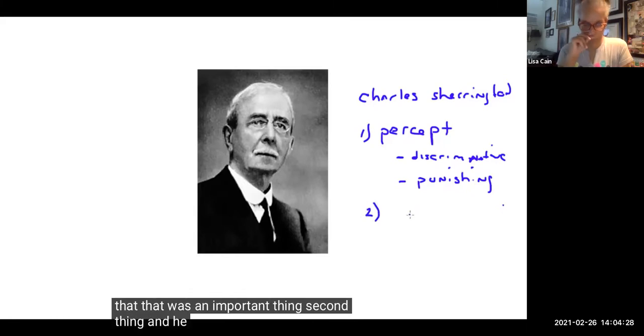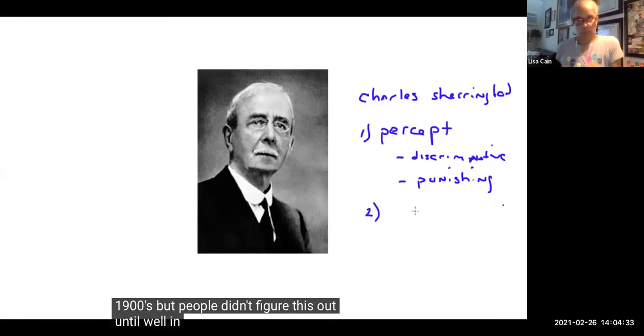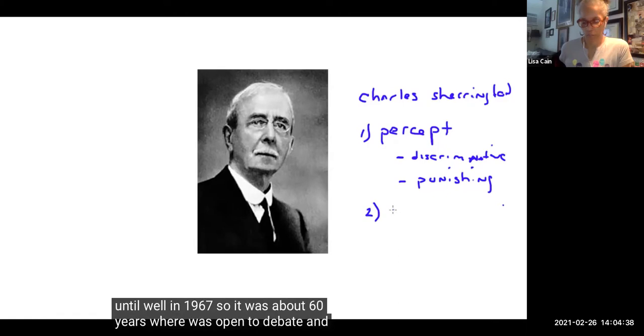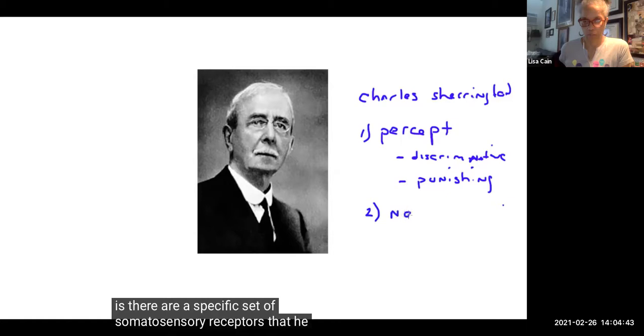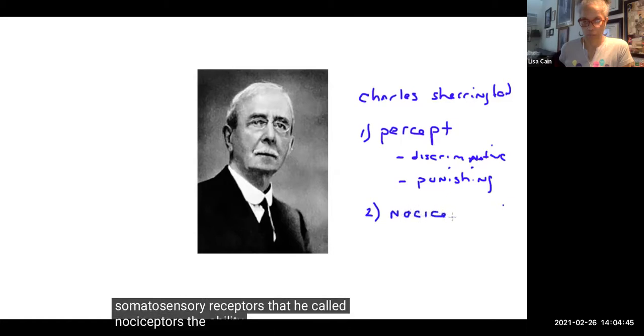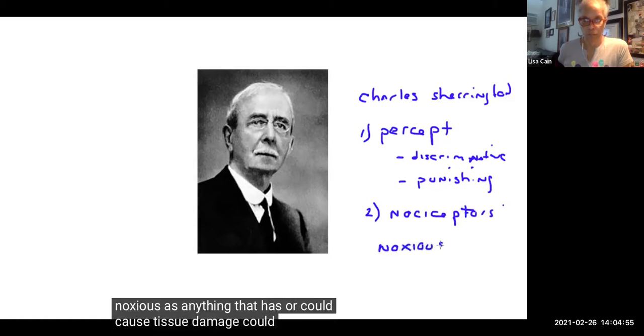Second thing, and he offered this in the early 1900s, but people didn't figure this out until 1967. So it was about 60 years where it was open to debate. And that is, there are a specific set of somatosensory receptors that he called nociceptors, the ability to detect noxious stimuli. And he's going to define noxious as anything that has or could cause tissue damage. So pliers applied to the finger intense enough could cause tissue damage.